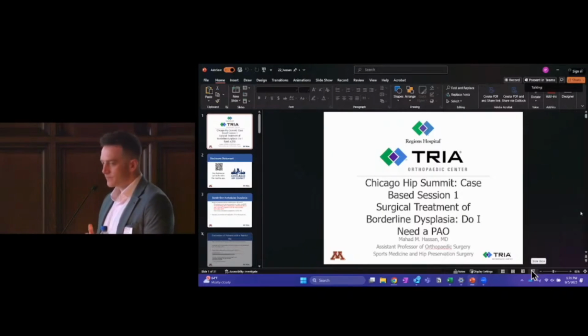Is anybody doing anything different for PAOs, doing any different cuts for anteverting or retroverting PAOs?